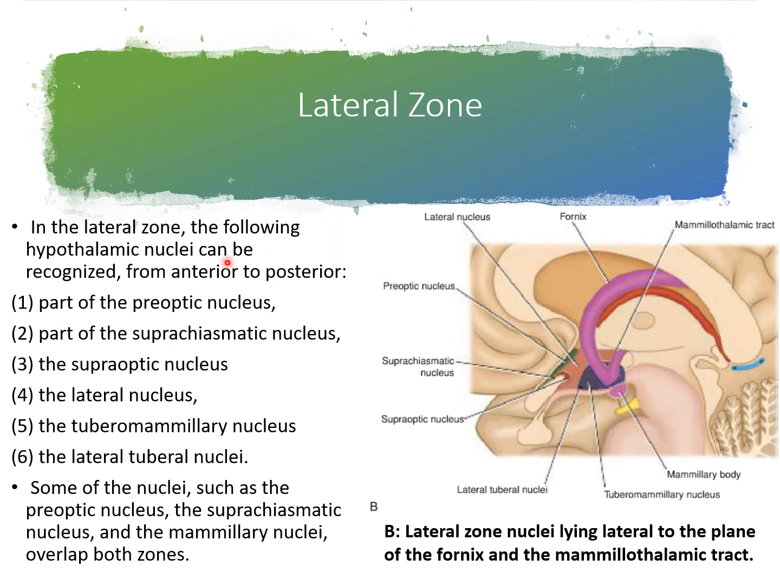Now lateral zone. In the lateral zone, the following hypothalamic nuclei can be recognized from anterior to posterior. Part of the preoptic nucleus, part of the suprachiasmatic nucleus and supraoptic nucleus, then lateral nucleus, then tuberomammillary nucleus and lateral tuberal nuclei. And some of the nuclei such as preoptic nucleus, suprachiasmatic nucleus and the mammillary nuclei overlap both the zones.